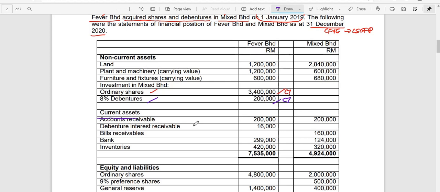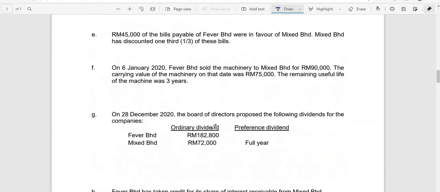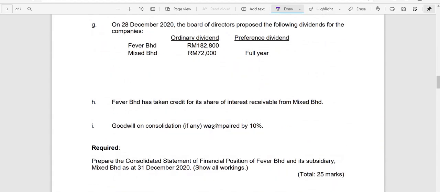So we're going to focus on what is the requirement. Let us look at the requirement of the question. So if you look here, you are asked to prepare the consolidated statement of financial position for the group of company Payable and its subsidiary Mix on 31st of December. So when you are asked to prepare the consolidated statement, you should start by showing the calculation of goodwill on consolidation, GOC, or bargain purchase.